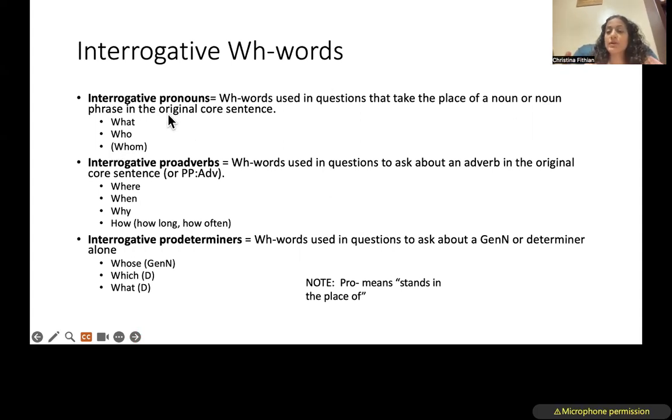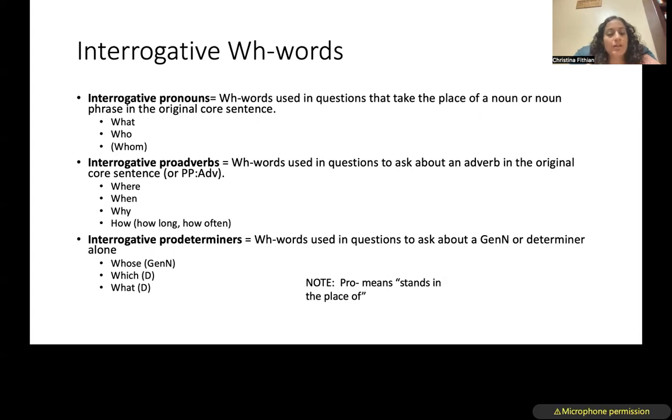They're asking a question about a noun or a noun phrase, and they're taking the place of a noun or a noun phrase. Now, we also have interrogative proadverbs. These are WH words that are used in questions to ask about an adverb in the original core sentence, or a PP, prepositional phrase that functions as an adverb. So like where, when, why, how long, how often. These are all interrogative proadverbs.